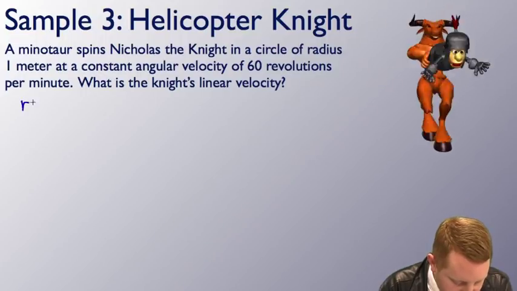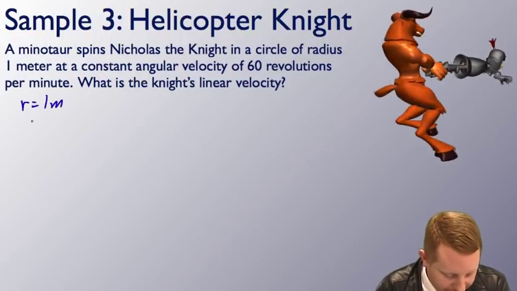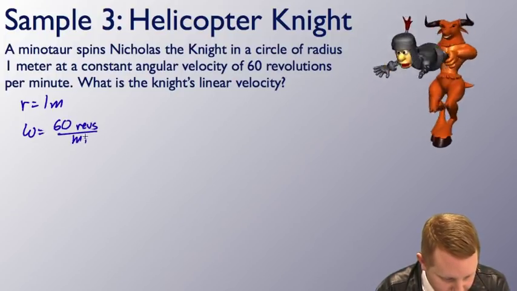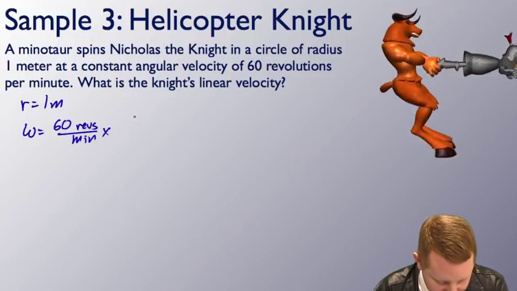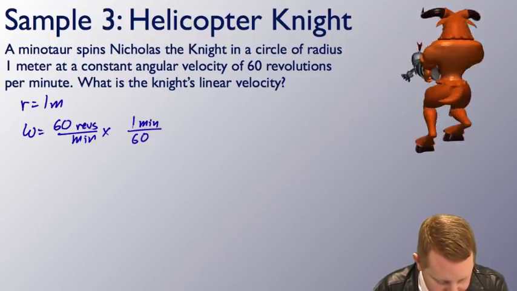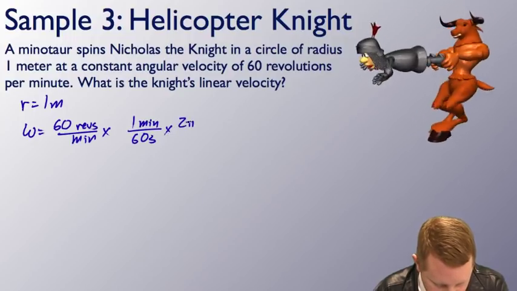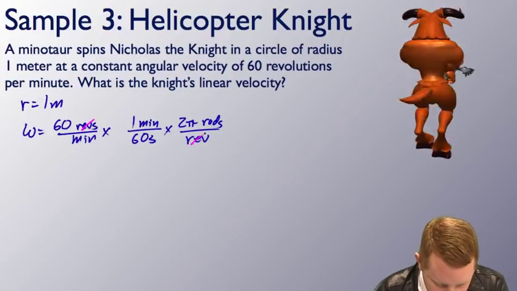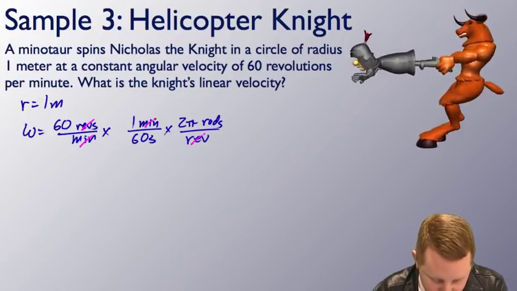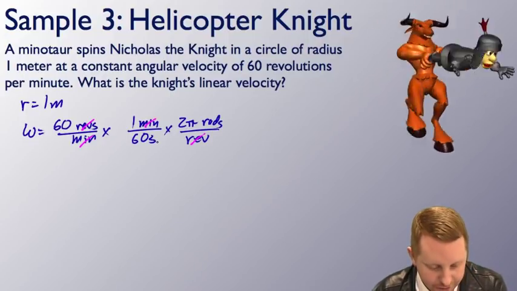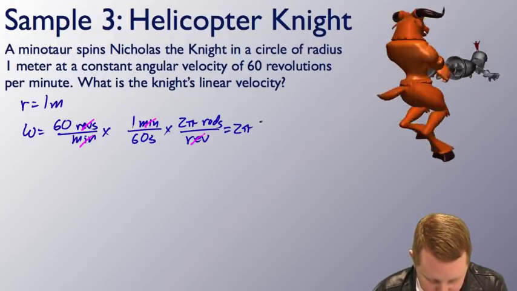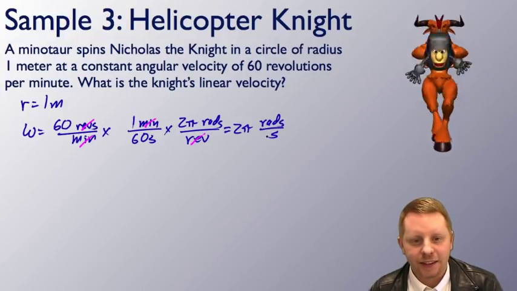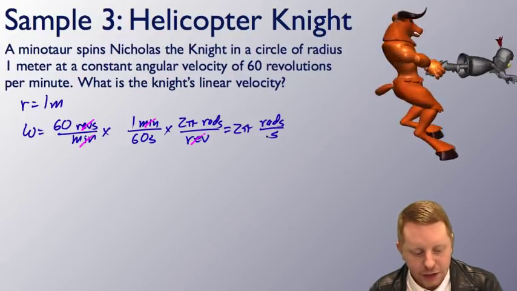Well, we know our radius is 1 meter. Our angular velocity, omega, is 60 revs per minute. And let's convert that to radians per second again. So that's 1 minute over 60 seconds times 2 pi radians per revolution. Our revolutions will make a ratio of 1. Minutes will make a ratio of 1. And I will be left with 60 times 2 pi divided by 60, or just 2 pi radians per second.